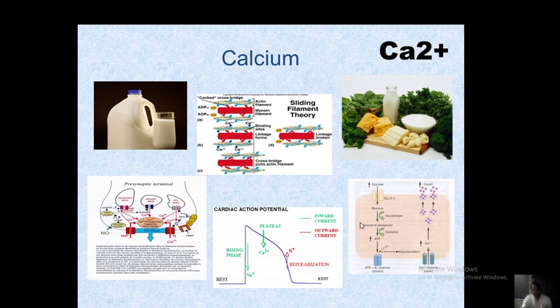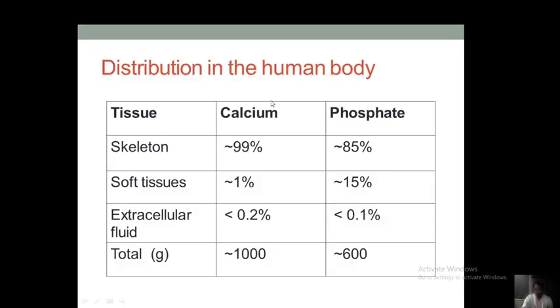Let's see calcium in detail. This is how calcium is distributed in our human body. 99% of the calcium is in the skeleton, in your bones. So the deposition, the storage of calcium, is 99% in the bones. Whereas you can see phosphate, how much? 85%. Similarly, in the soft tissue, it has 1%, whereas 15% is phosphate. Extracellular fluid, 0.2% and 0.1%.